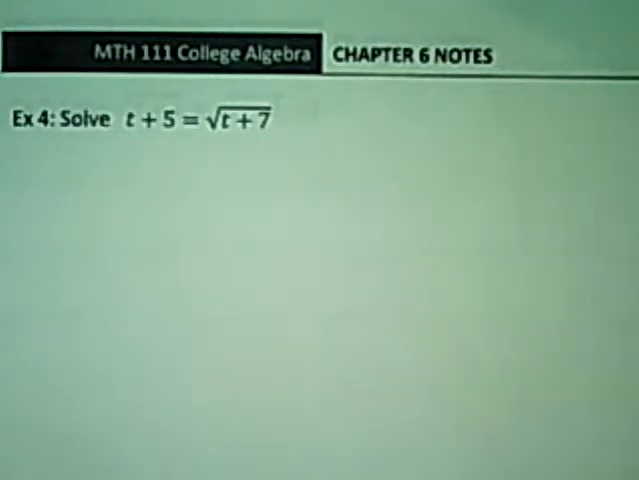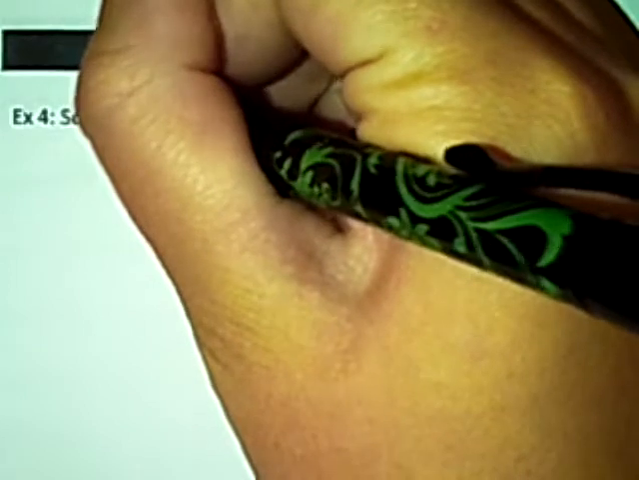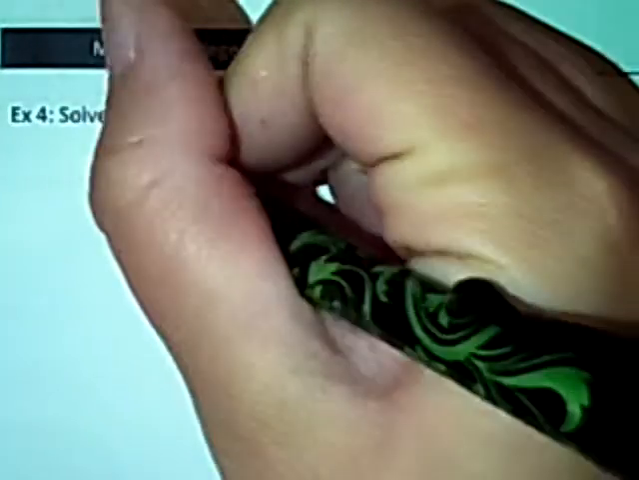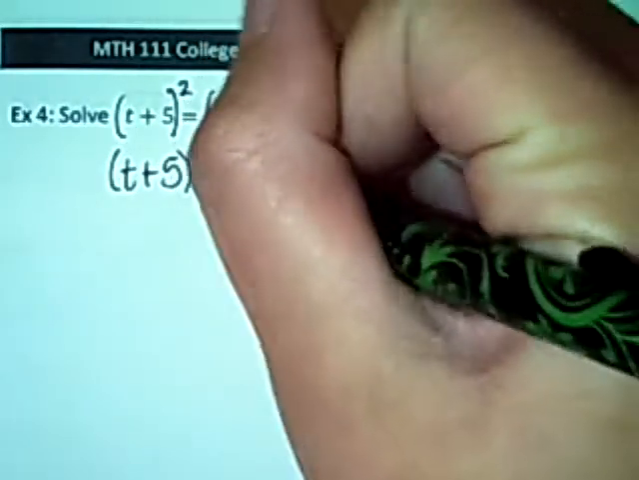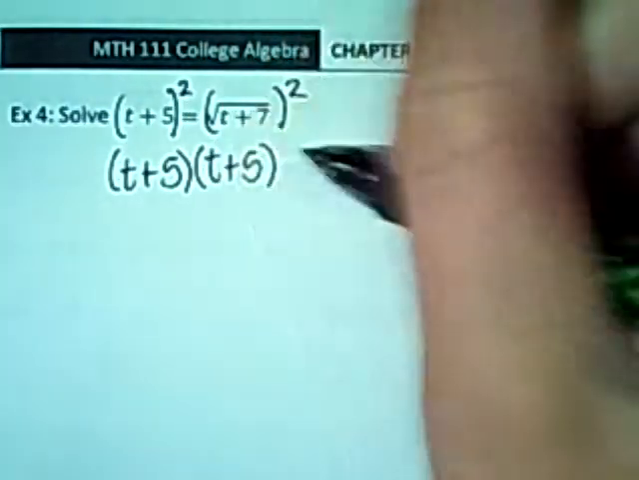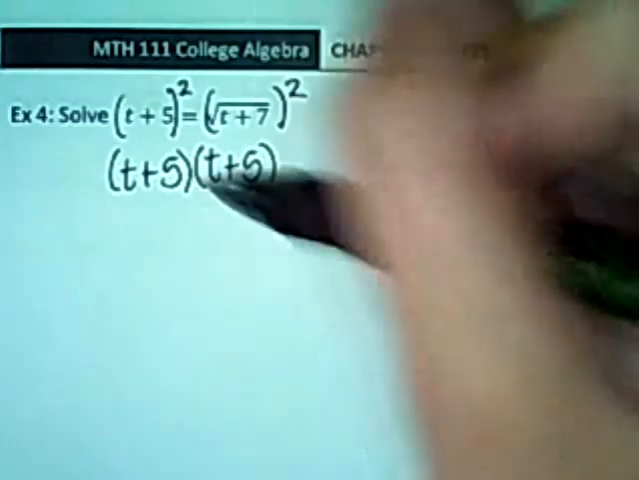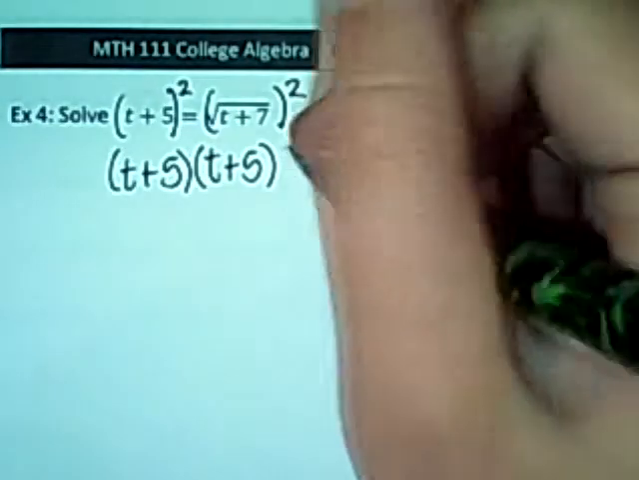Okay, so this is chapter 6.5, right where we left off. So we're on example 4. First thing you want to do is square both sides of the equation. So I square both sides. This one's going to become t plus 5 times t plus 5. Remember, when you square a binomial, you have to make sure you actually end up foiling it.